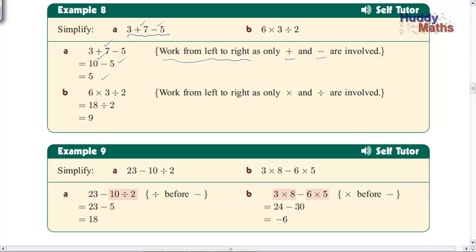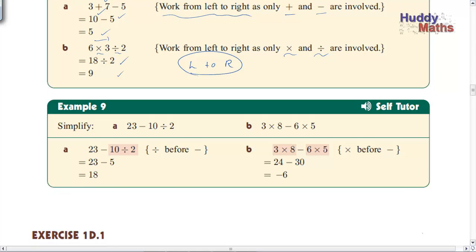Now, here we've got multiplication and division, and I said that's BEDMAS, DM in the middle of BEDMAS, and you can do them in any order. I showed that up before, so we'll do it left to right. 18 divided by 2 is 9. So it's usually left to right, unless you've got mixtures of addition and subtraction mixed in with multiplication and division.